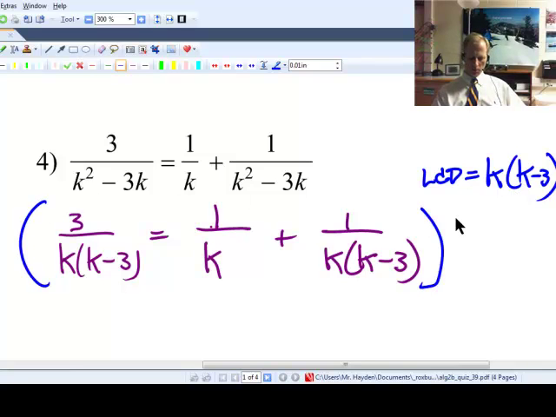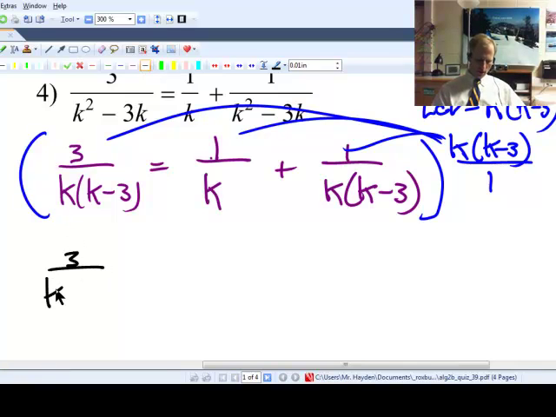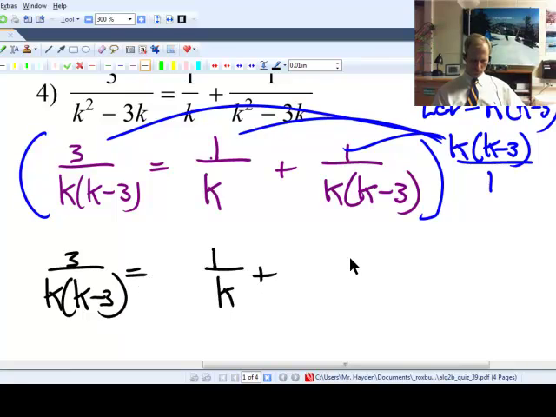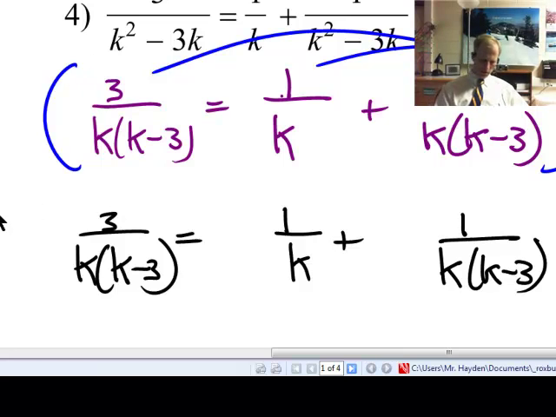So I'm going to be multiplying the entire equation by k times k minus 3 over 1. And I'm going to have to distribute. So let me just recopy the problem. And then let me write in k times k minus 3 over 1.